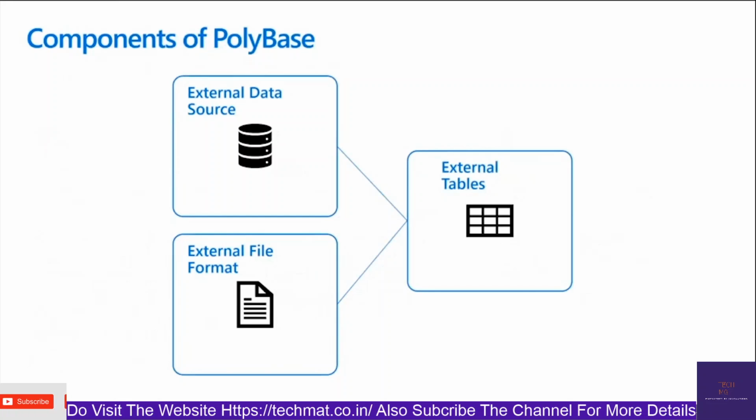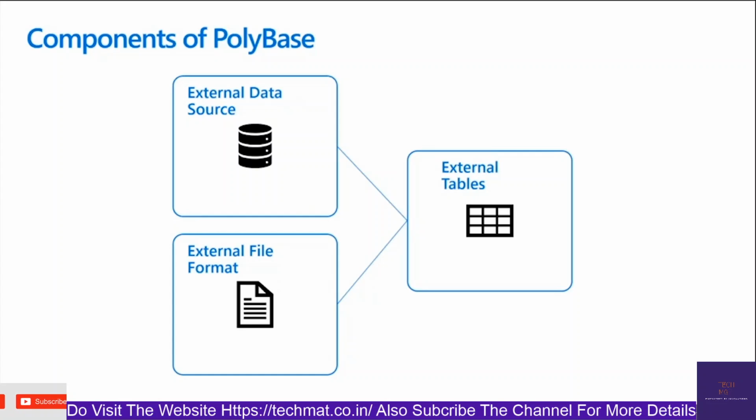By configuring PolyBase, you'll identify the external data source, file format, then create what are called external tables. You could configure this using T-SQL syntax. In this slide, it's explained the three core components in PolyBase. The one is external data source, the other one is external file format, and both can lead to external tables.